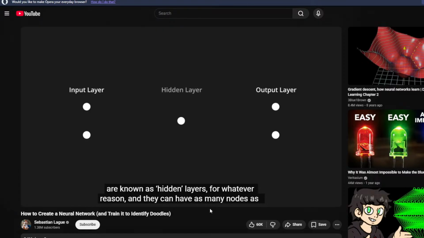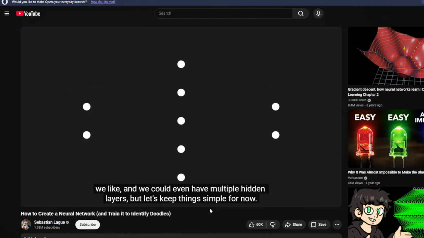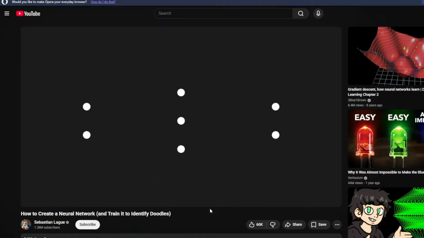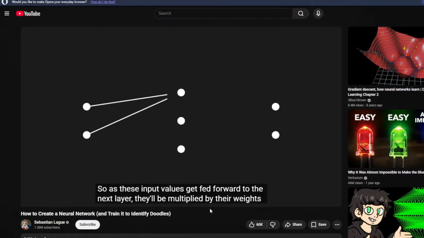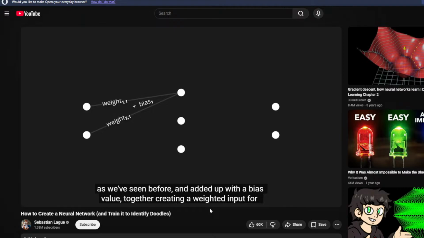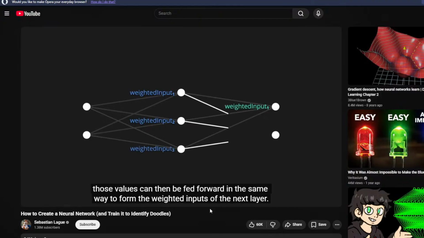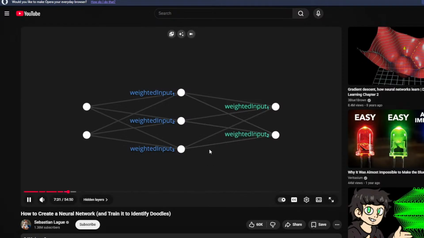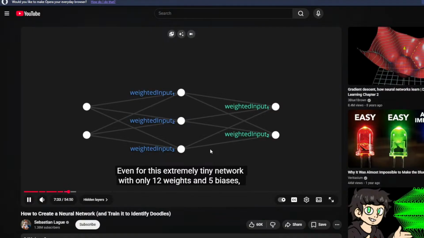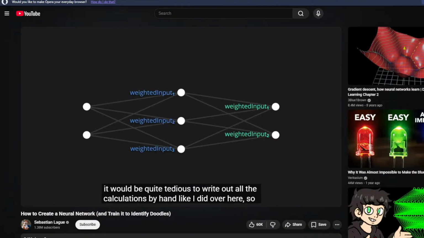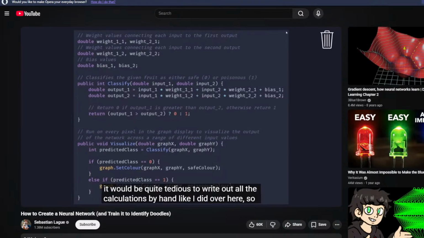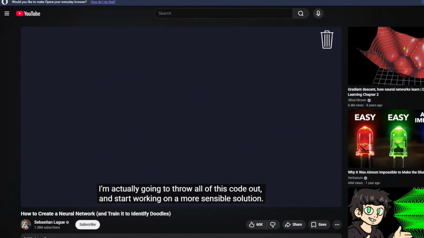These in-between layers are known as hidden layers for whatever reason, and they can have as many nodes as we like, and we could even have multiple hidden layers, but let's keep things simple for now. So as our input values get fed forward to the next layer, they'll be multiplied by their weights, as we've seen before, and added up with a bias value, together creating a weighted input for that node. And once it's been computed for all the nodes in the middle layer, those values can then be fed forward in the same way to form the weighted inputs of the next layer. Even for this extremely tiny network with only 12 weights and 5 biases, it would be quite tedious to write out all the calculations by hand like I did over here. So I'm going to throw all of this code out and start working on a more sensible solution.